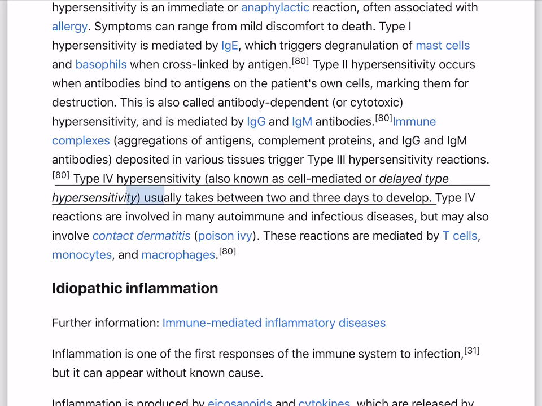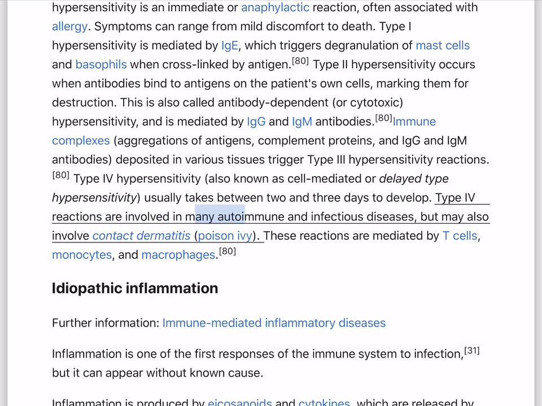Type IV reactions are involved in many autoimmune and infectious diseases, but may also involve contact dermatitis, poison ivy. These reactions are mediated by T cells, monocytes, and macrophages. Idiopathic inflammation.